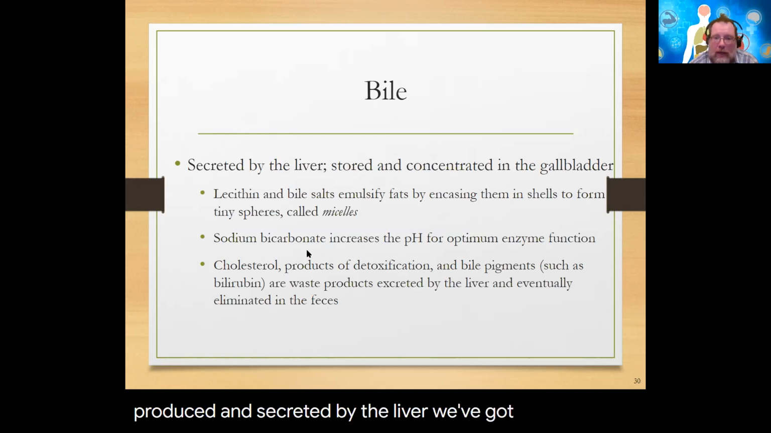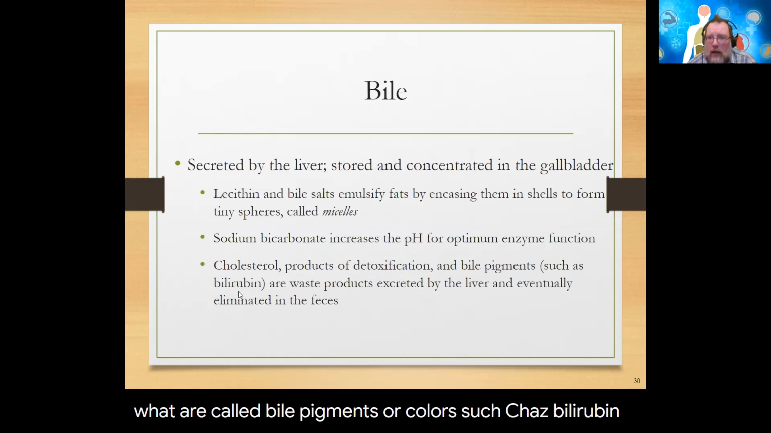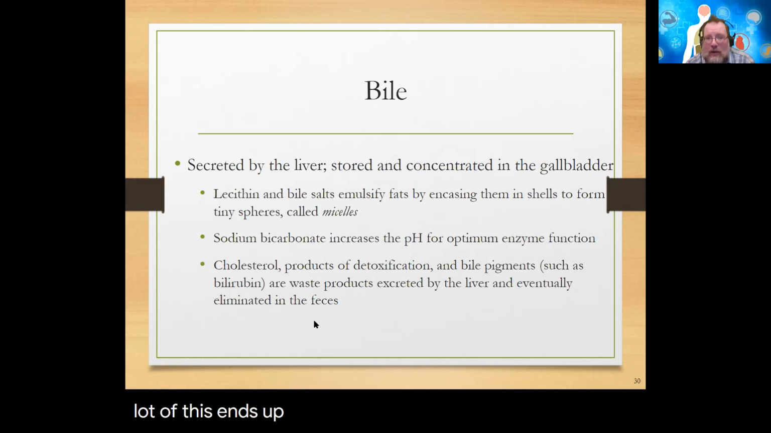We've got sodium bicarbonate that also comes from the pancreas, and then certainly cholesterol, which are products of the detoxification of toxins in the body. And then we also have what are called bile pigments or colors, such as bilirubin. A lot of this ends up in the fecal matter, by the way.